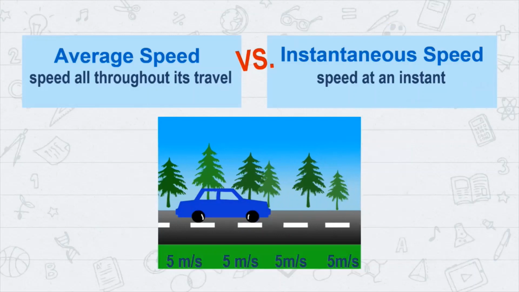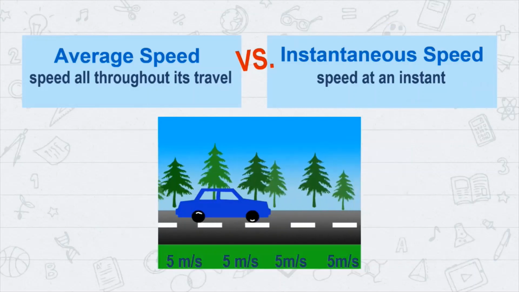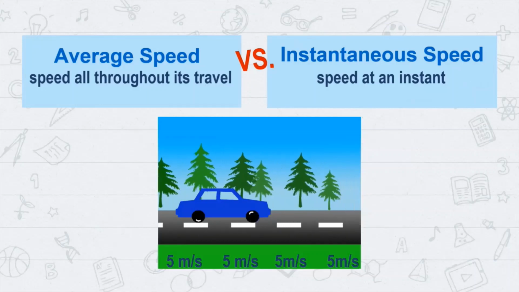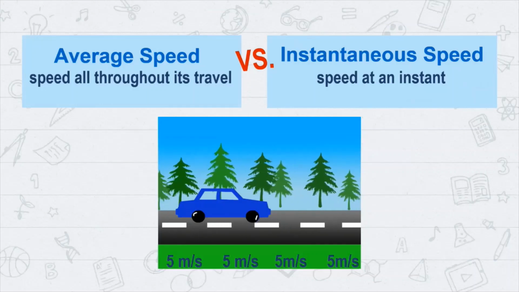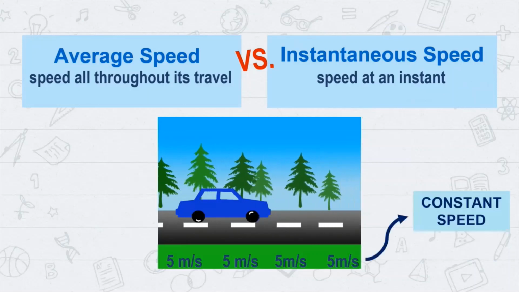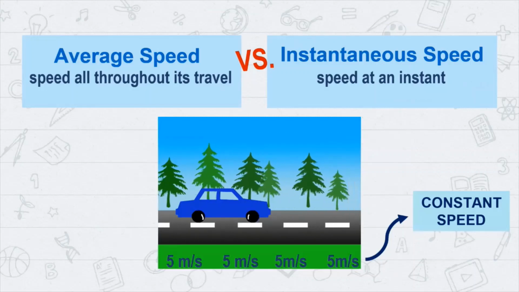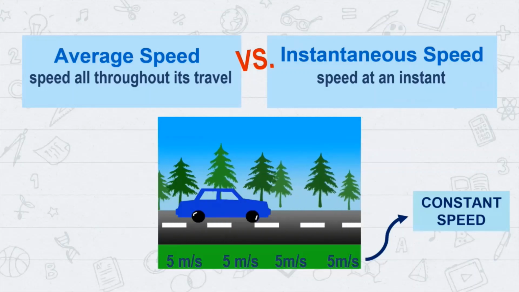Now let's take a look at the speed of this car. What do you notice? Yes, its speed doesn't vary. In this case, the car has constant speed, which means the object has the same speed while traveling.